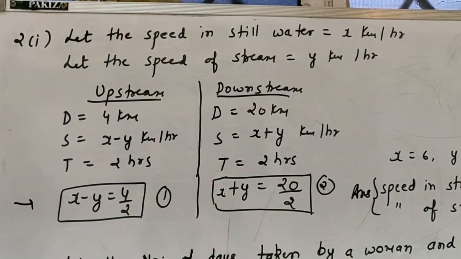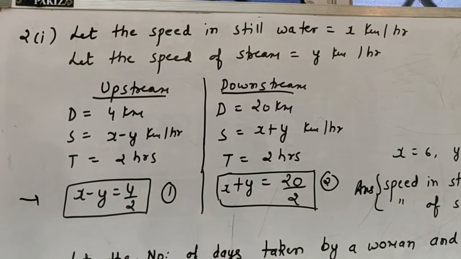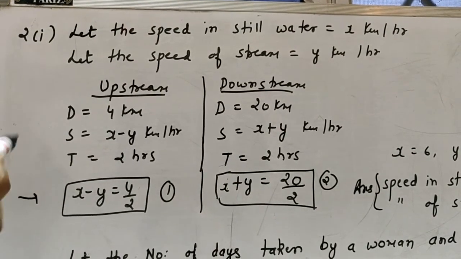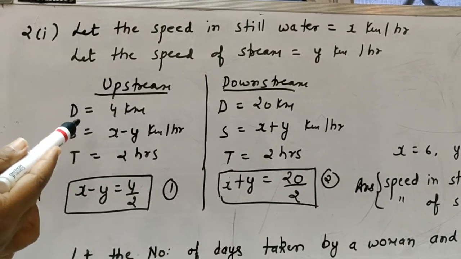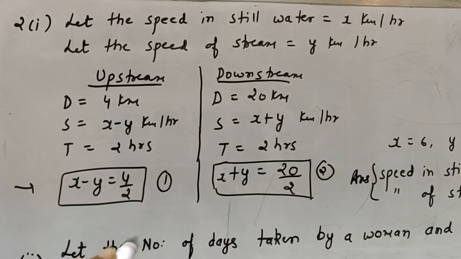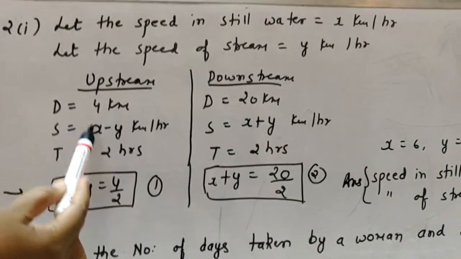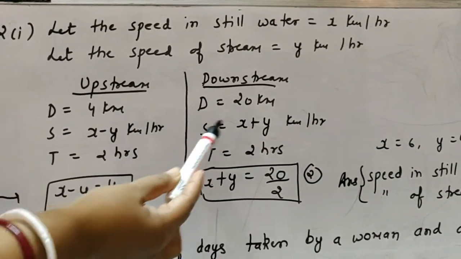Now we have discussed earlier also the respective speeds in upstream and downstream; the same type of question we did in 8th class also. In upstream, what will your speed become? x minus y. Correct? And in downstream you go downwards, so it is always x plus y. So do remember this thing. In upstream it is x minus y and in downstream the speed is x plus y.